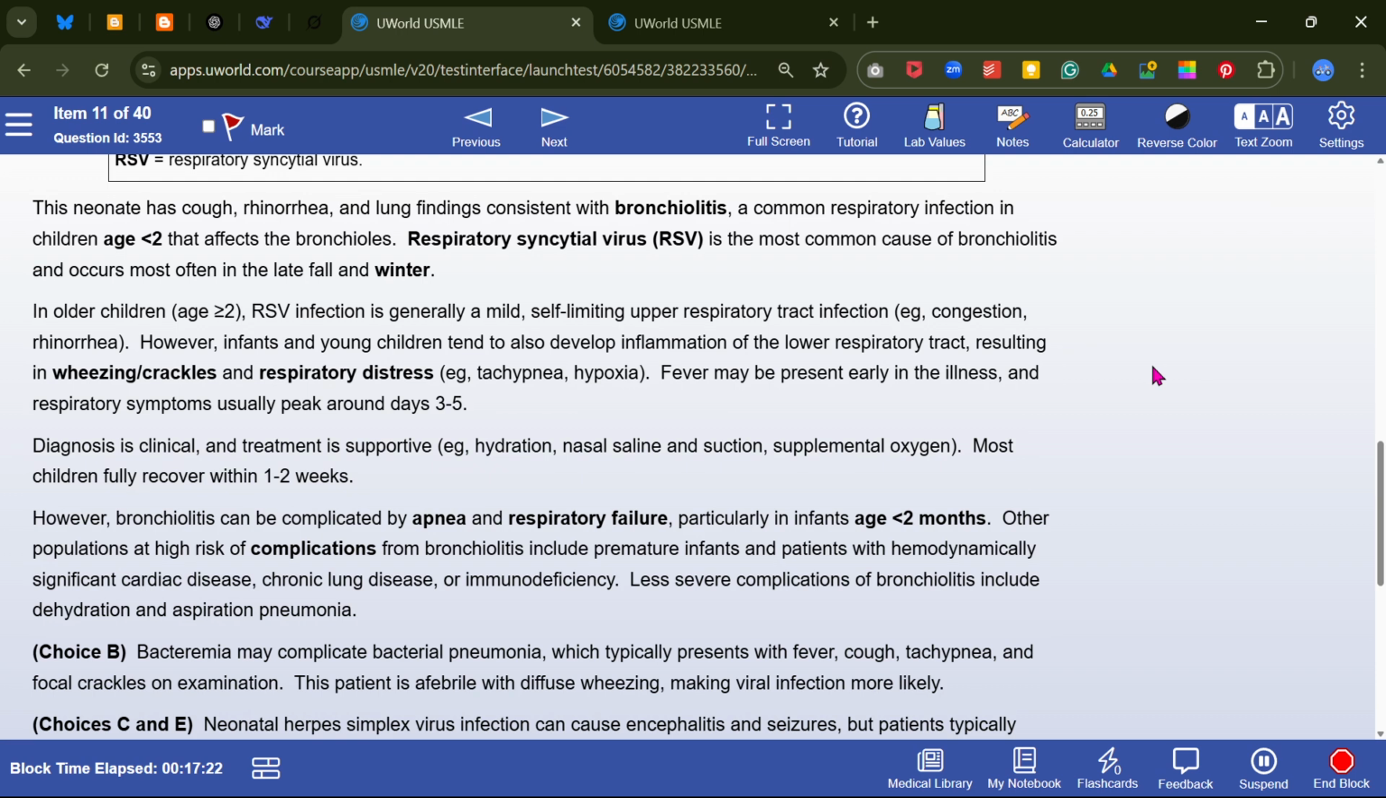However, bronchiolitis can be complicated by apnea and respiratory failure, particularly in infants aged less than 2 months. Other populations at higher risk of complication from bronchiolitis include premature infants and patients with hemodynamically significant cardiac disease, chronic lung disease, and immunodeficiency. Less severe complications of bronchiolitis include dehydration and aspiration pneumonia.